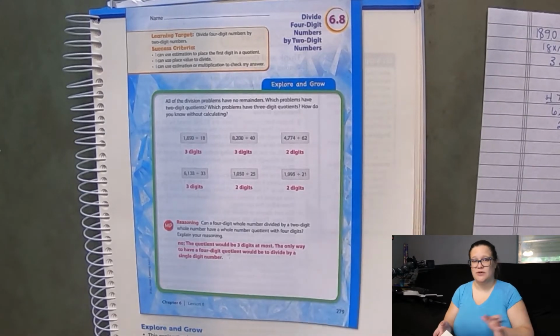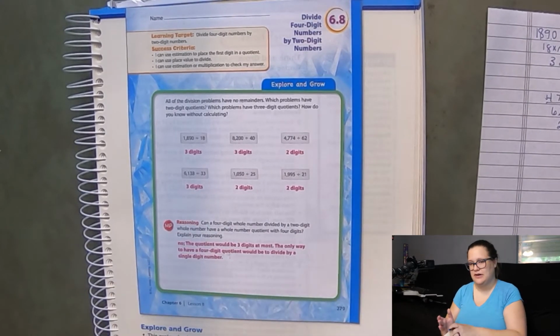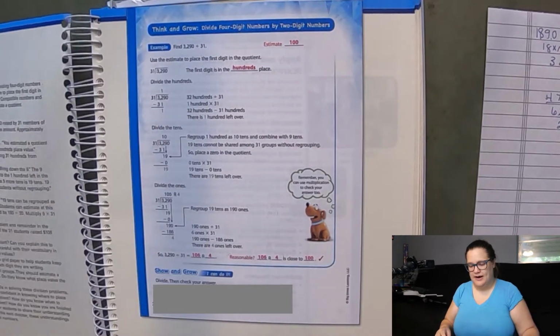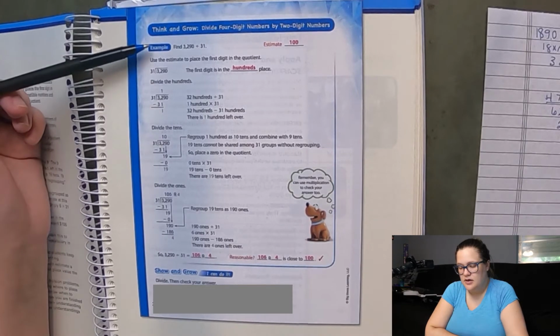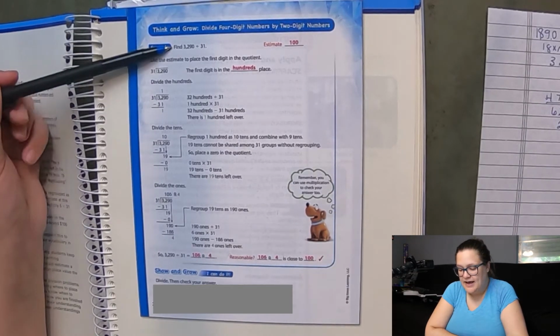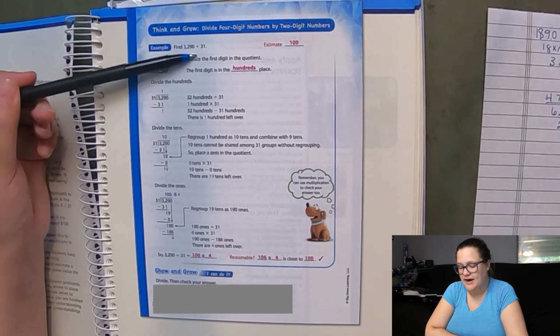And you can pause or rewind, whatever you need to do so that you can get those written down. All right, let's look at our Think and Grow example. We're going to divide. Find 3,290 divided by 31.